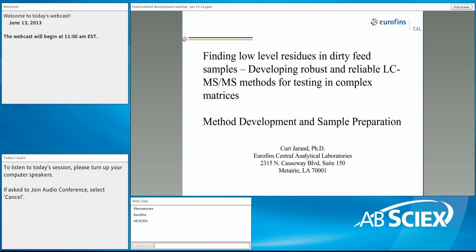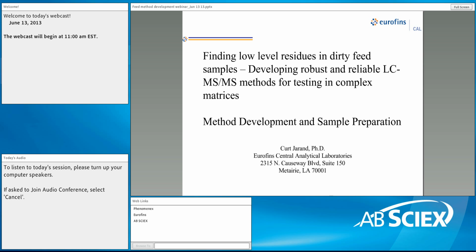Hi everyone, and welcome to today's webcast, Finding Low-Level Residues in Dirty Feed Samples, Developing Robust and Reliable LC and MS Methods for Testing in Complex Matrices. Today we're joined by Kurt Durand from Eurofins and Syed Sajjadi from Phenomenex. They teamed up to develop a new multi-class residue quantitation method to identify low-level contaminants in feed samples.